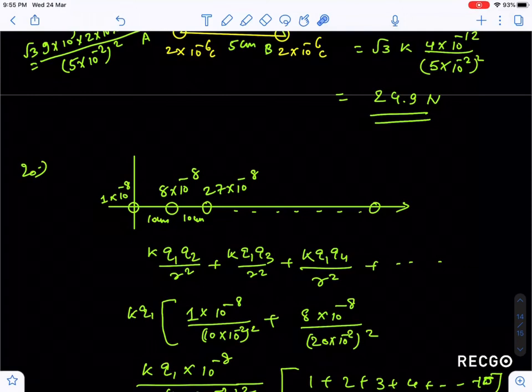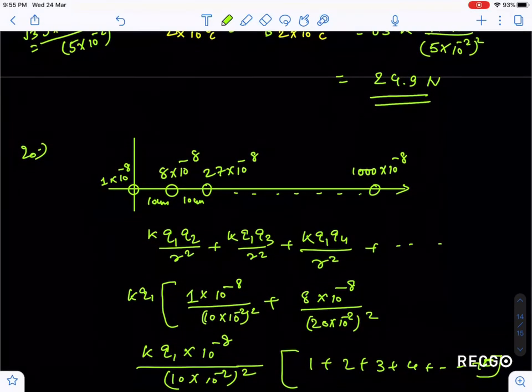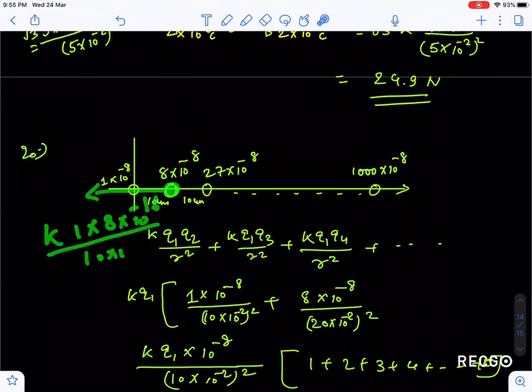You have to calculate the net force on this charge because of all the charges. Up to this 1000 into 10 to the power minus 8, they have given in coulomb. So I know that because of this 8 into 10 to the power minus 8, this force can be written as K Q1 Q2, 1 into 8 into 10 to the power minus 16, divided by 10 into 10 to the power minus 2 whole square.